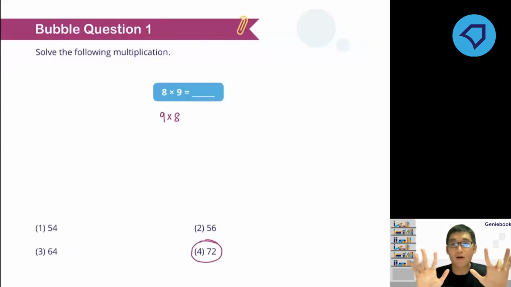How many do I have on the left-hand side of my folded finger? I have 7 fingers over here. And how many fingers do I have on the right-hand side of the folded finger? I have 2. Can you see that? So that's why the answer is 72. This is how you can use your fingers to find out the answer for the multiplication table of 9. You can actually go and find out this method on the internet as well. If you want to know more about this, I can show you again at the end of the lesson. Let's move on to bubble question number 2.